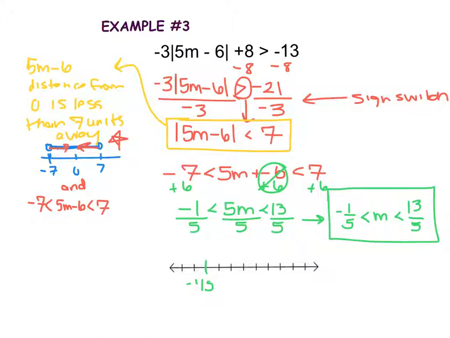So I can put these on my number line. So I have negative 1/5, 13 over 5. I then can add in my open circles due to my no line inequality. And then I know that I'm going to be on the smaller side of 13/5 and the bigger side of negative 1/5. So I have that nice line in between.